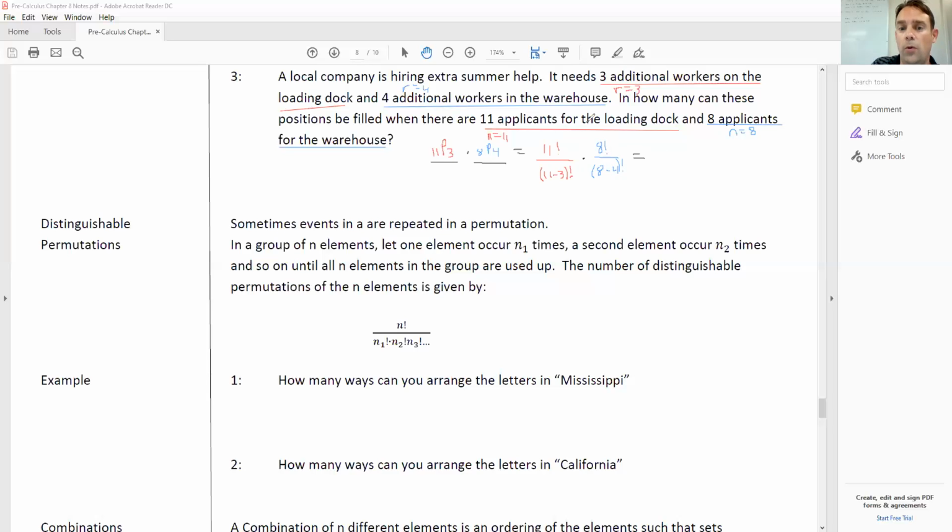So again, once you're here, you need to show me that you simplify it out a little bit. So 11 factorial over 8 factorial times 8 factorial over 4 factorial. Well, notice I got an 8 factorial on the top and on the bottom. Those can cancel out when I'm multiplying fractions.